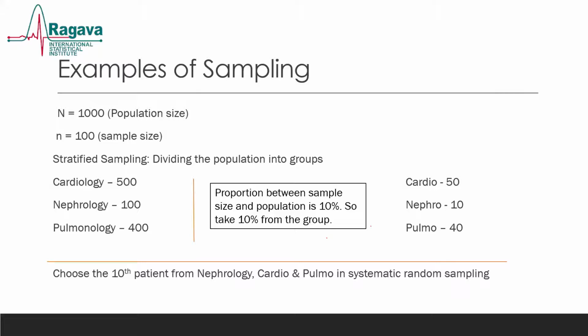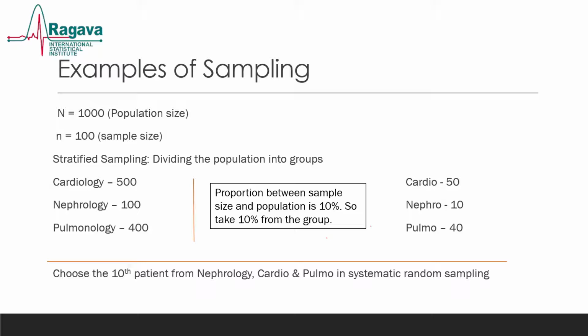So 500 divided by 50 will be 10. With regards to systematic random sampling, what you can do is that every 10th case in the specialty of cardiology, you can choose for your retrospective chart review. Similarly, for your nephrology cases, how is it that I'm saying the 10th patient?